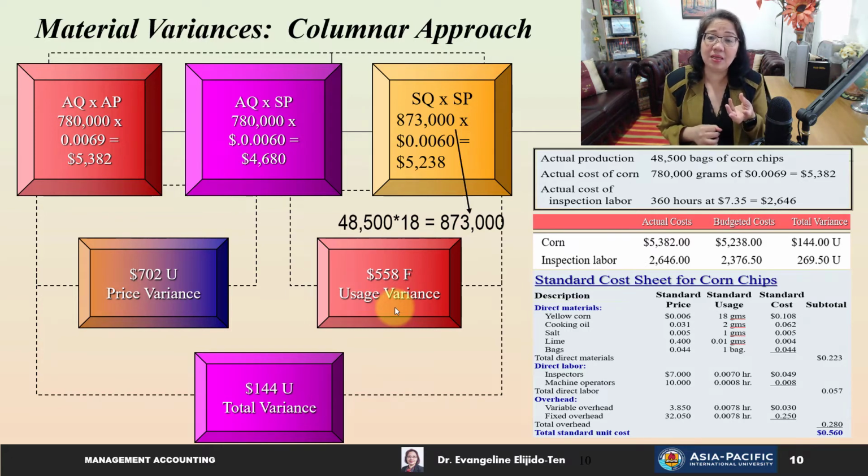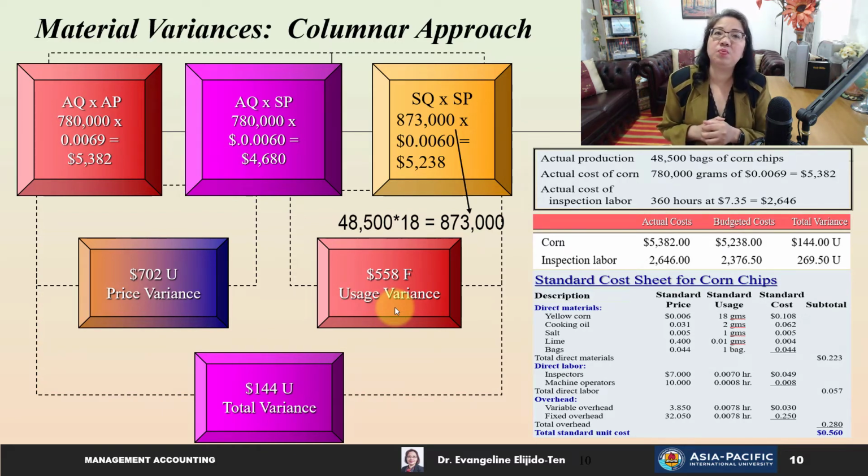It may be that the price of corn has actually increased already, and therefore our standard price will need to be adjusted if this becomes a recurring thing. All right. In the usage variance, we would like to investigate further because we'd like to know why we are using a lot less quantity of yellow corn. Is it because we are reducing wastage? If that's the case, it's good.